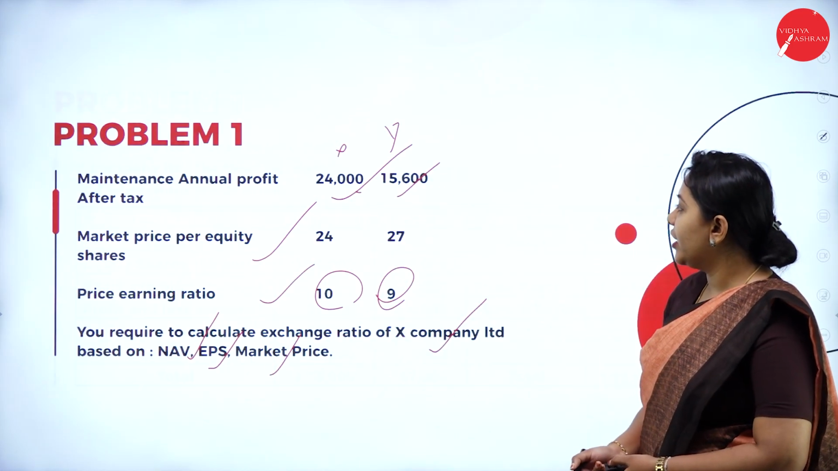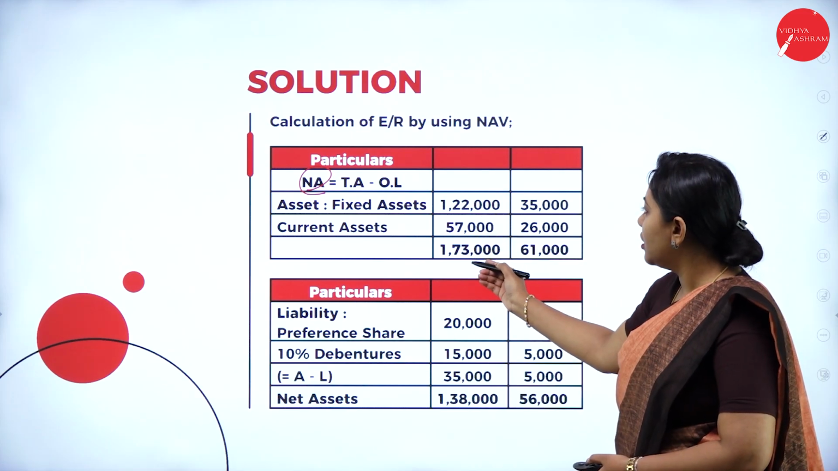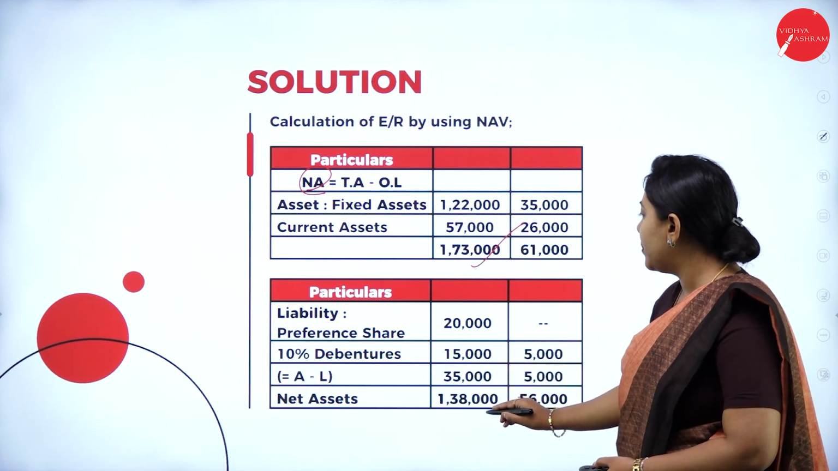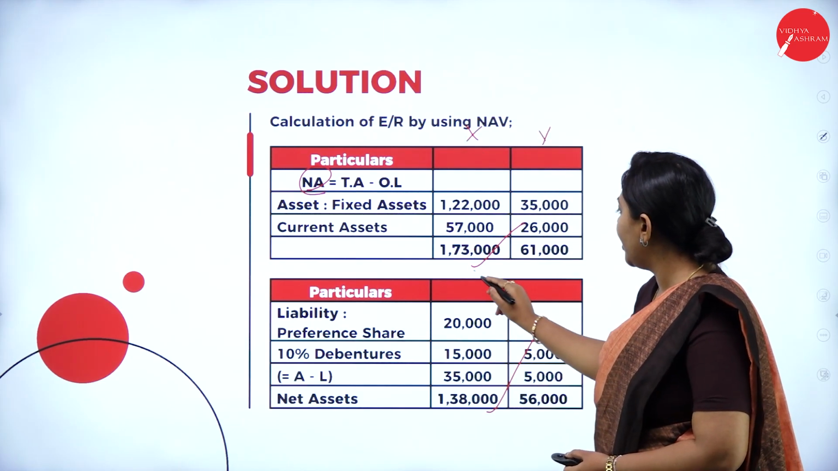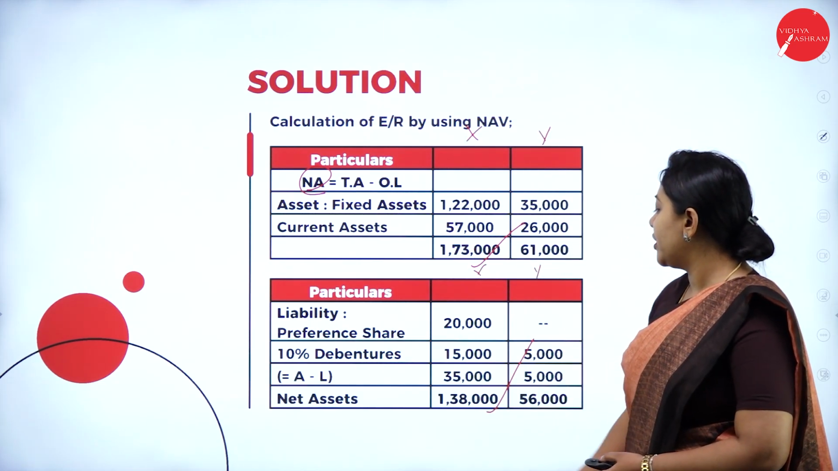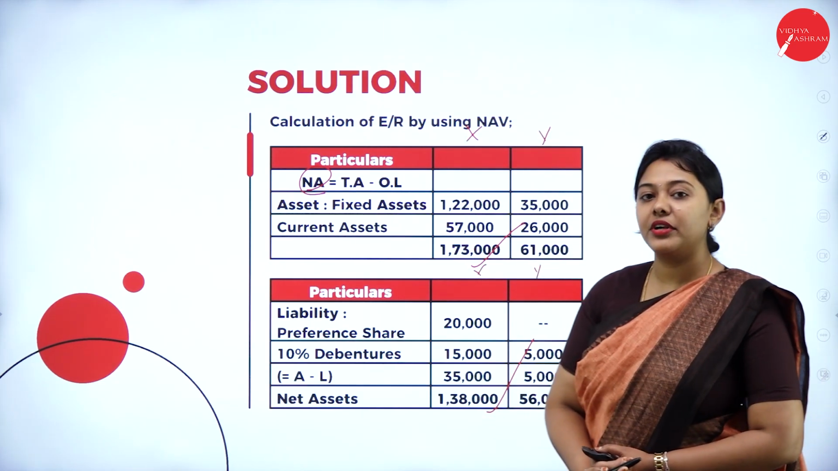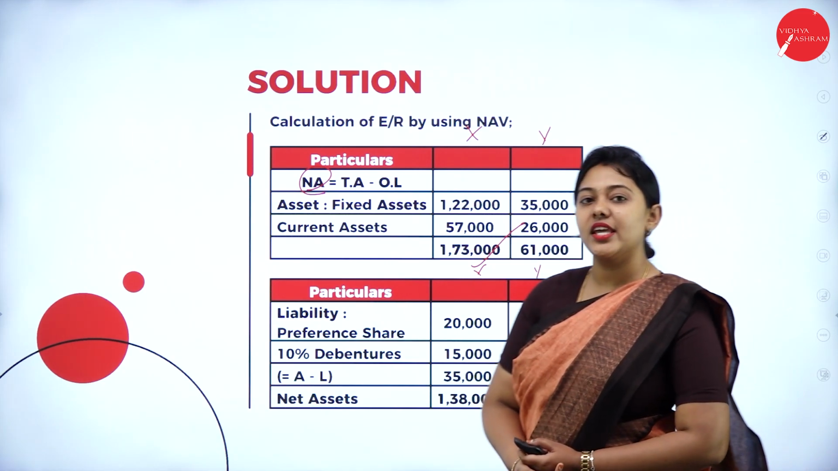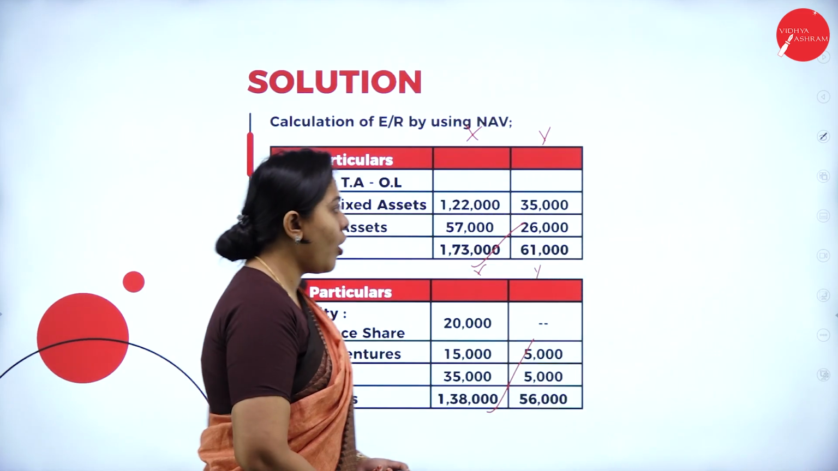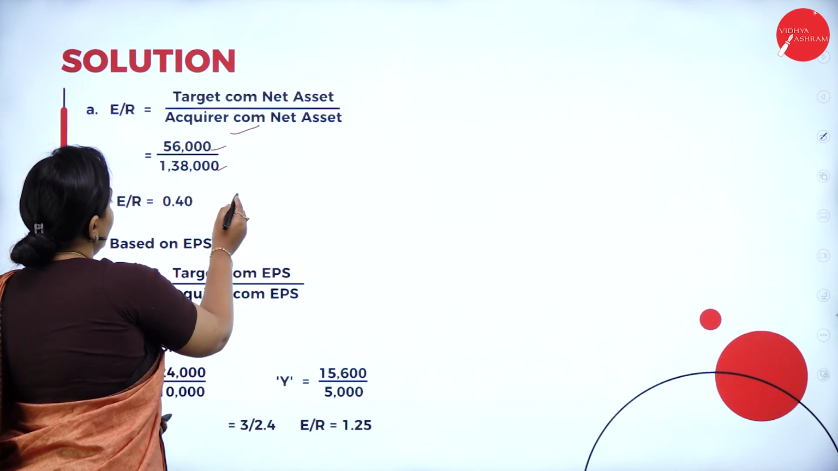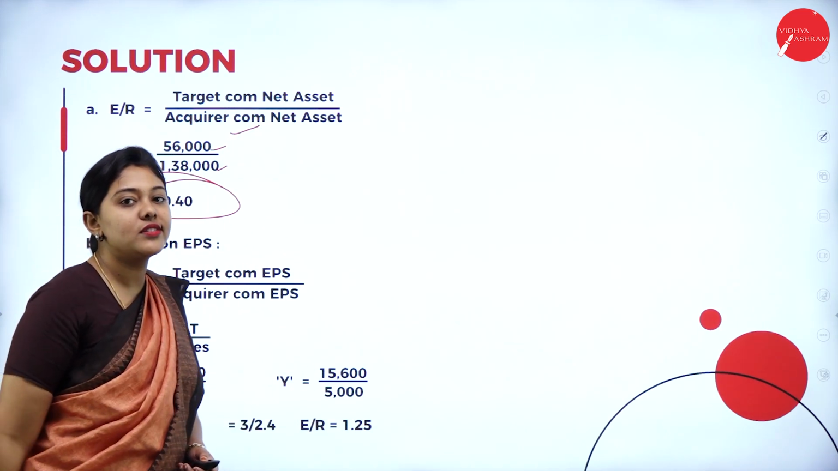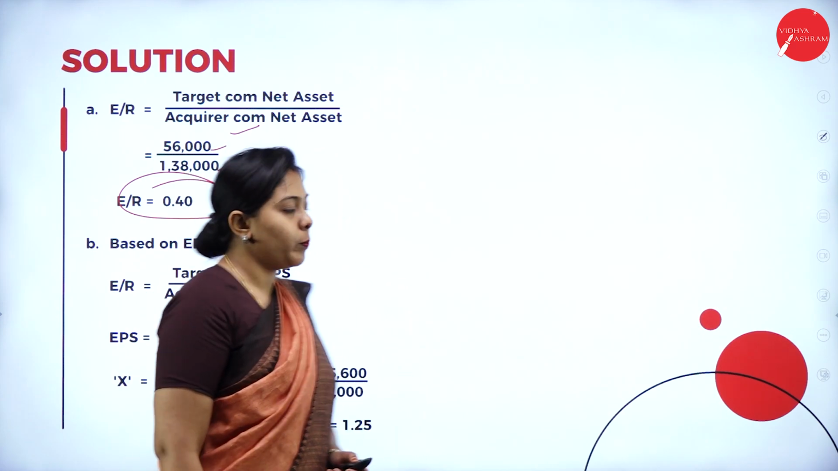If you are adding it, we have got the assets and liabilities answer of X Limited and Y Limited. So net assets of X Limited is 1,38,000 and Y Limited it is how much? 56,000. Moving forward, we are substituting the values to the formula and the exchange ratio we got is 0.40.